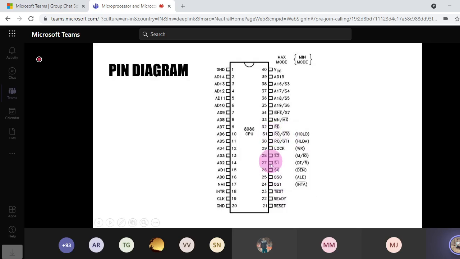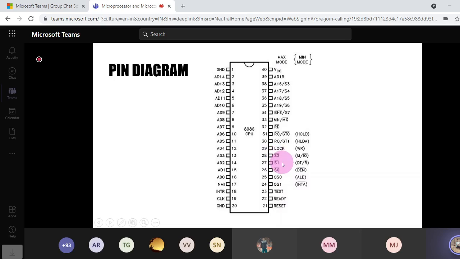So here the pins that you see are for request and grant 0 and 1, and then you have the lock pin, which will lock the internal data and address buses from the external usage. Then S1, S2 and S0, these are the status pins. Let us see what they mean.